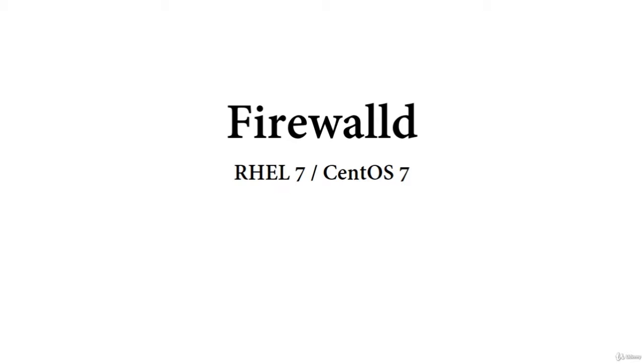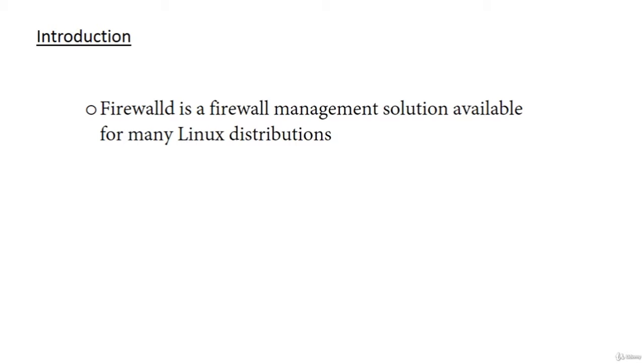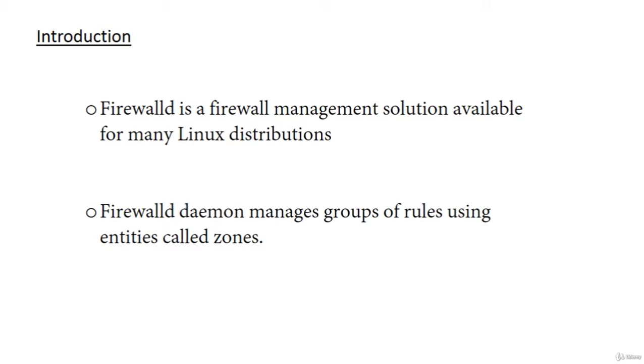In this course we are going to discuss the deployment, configuration and troubleshooting of Firewalld on Red Hat 7 and CentOS 7. A little bit of introduction. Firewalld is a firewall management solution available for many Linux distributions, which acts as a front end for the iptables packet filtering system provided by the Linux kernel. In this course, we will cover how to set up a firewall for your server and show you the basics of managing the firewall with the firewall-cmd administrative tool.